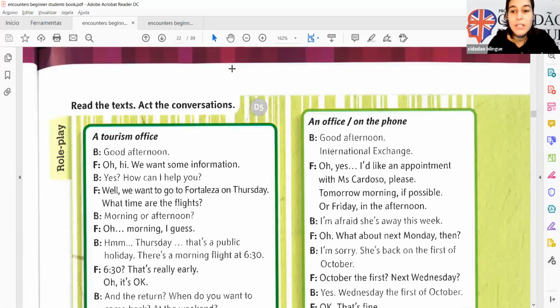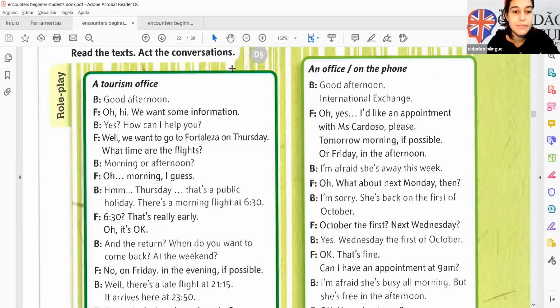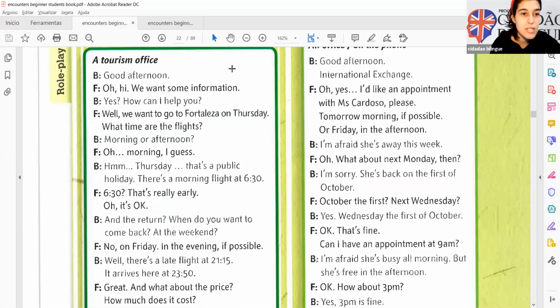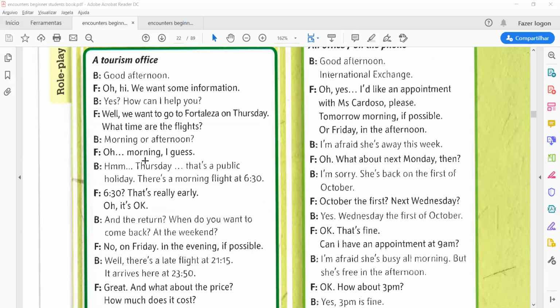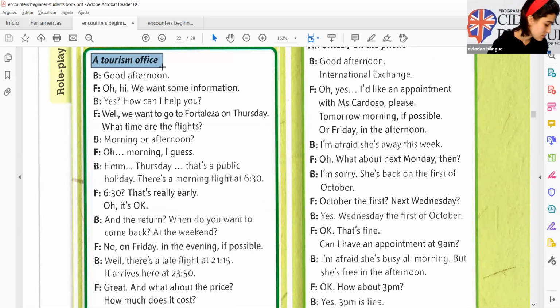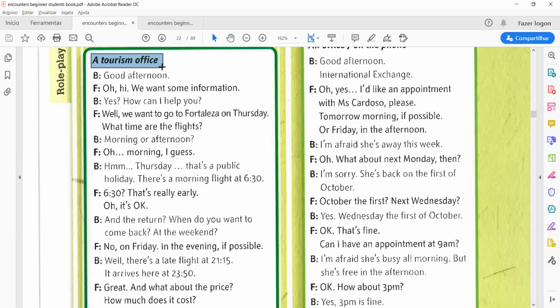So now let's do some role play, okay? We are going to start with a tourism office, okay? So now I would like to start with Larissa and Amanda. Okay. So let's read a tourism office, okay? Larissa, you can start. Good afternoon. Oh, hi. We want some information. Yes. How can I help you? Very good. Well, we want to go to Fortaleza on Thursday.